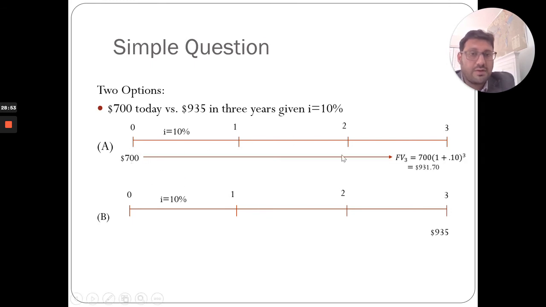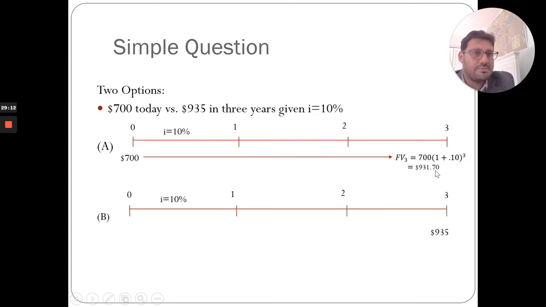So in both cases, let's start with the first one. The 700 will grow to 931.70. It will grow by first one time period, second time period, and third time period. So 700 multiplied by 1 plus the interest, which is 10%, raised to the power 3, because there are 3 time periods involved, it is 931.7.